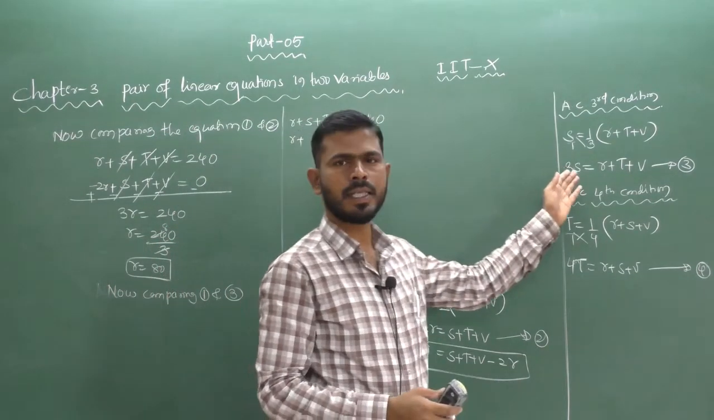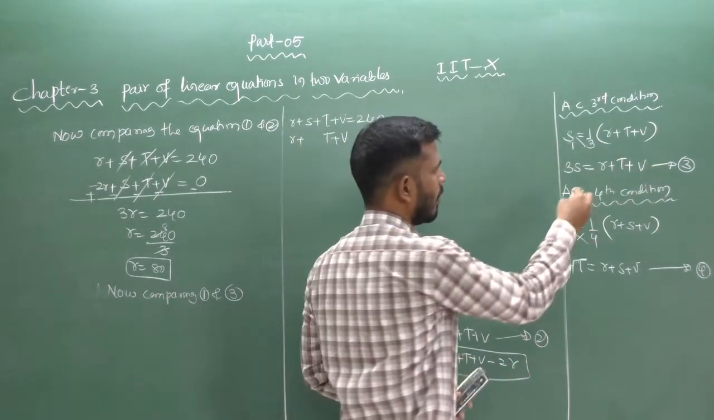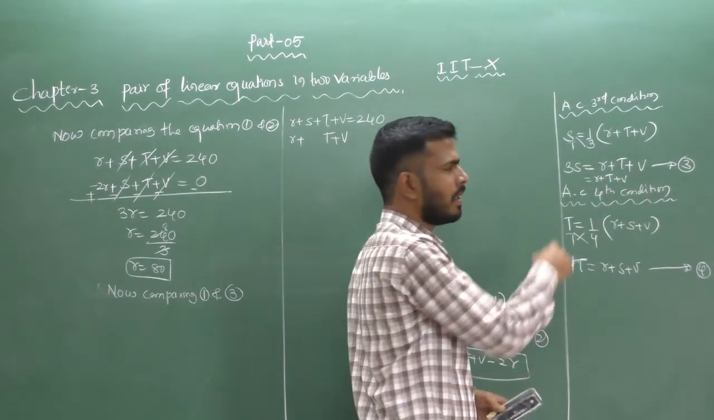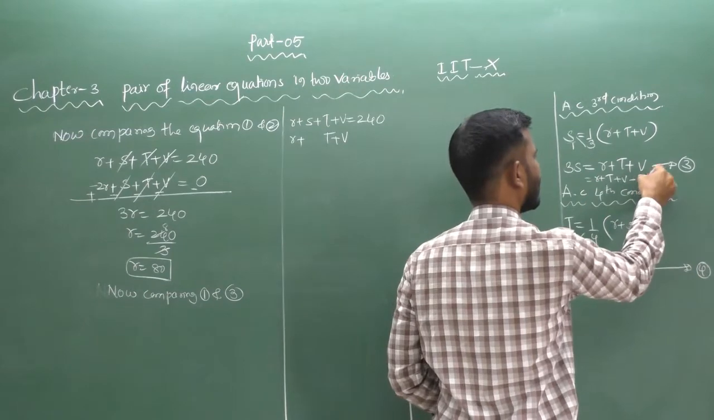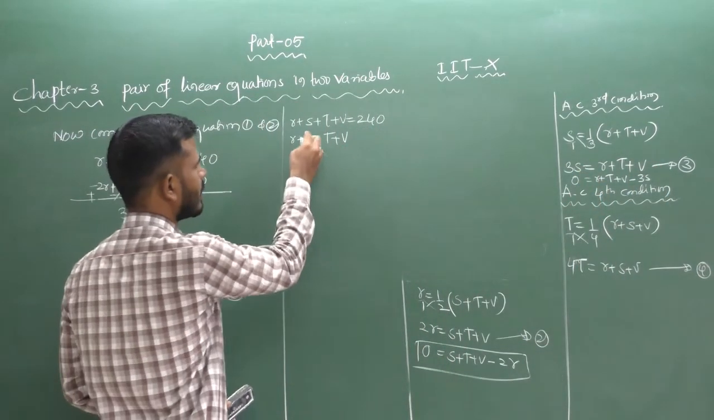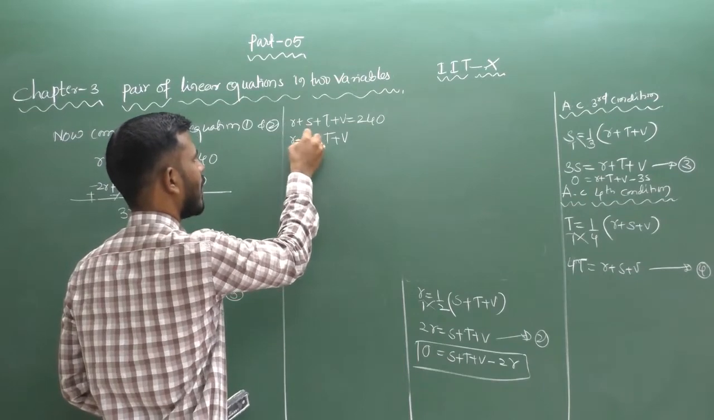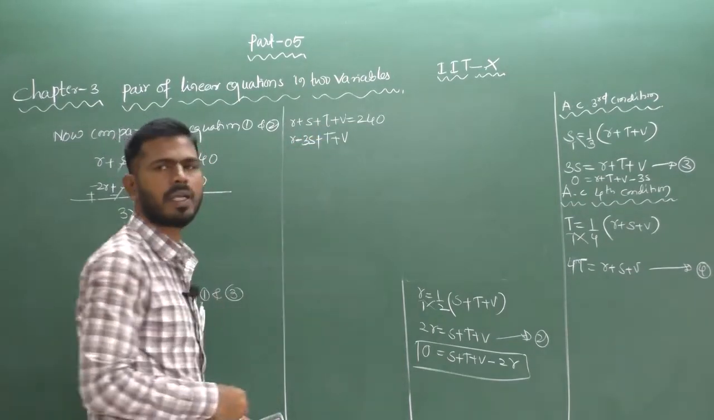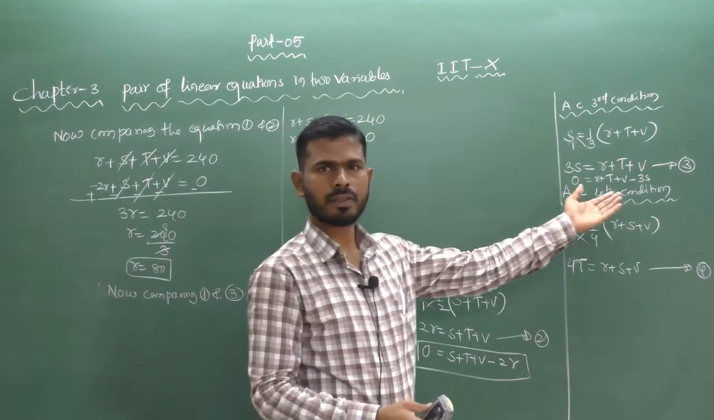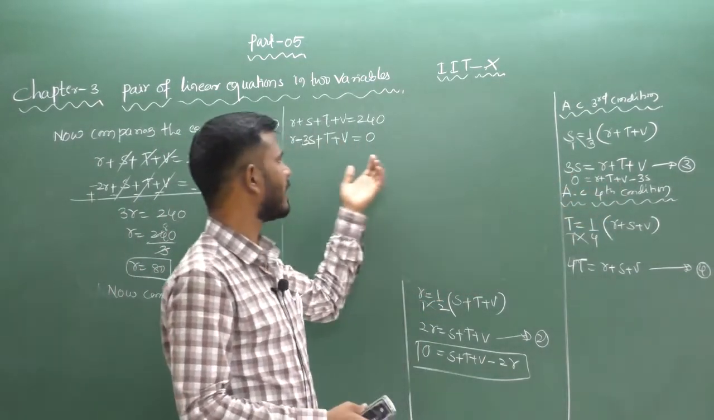But this is plus 3s, which means it will become minus 3s. I will write here: r plus t plus v, plus 3s means it will become minus 3s. Here nothing means the value is 0. So you can write minus 3s here, and nothing means 0. This equation you have to write as it is here.